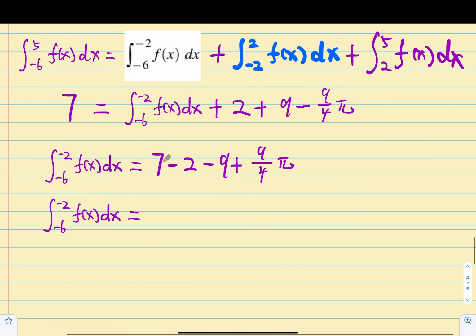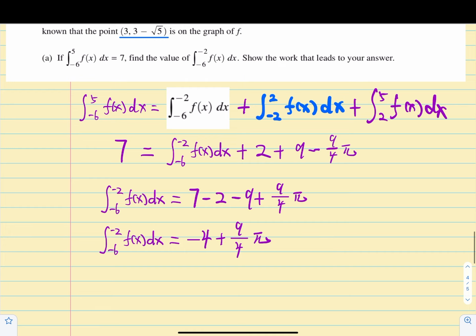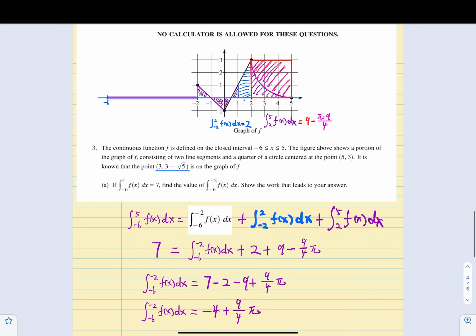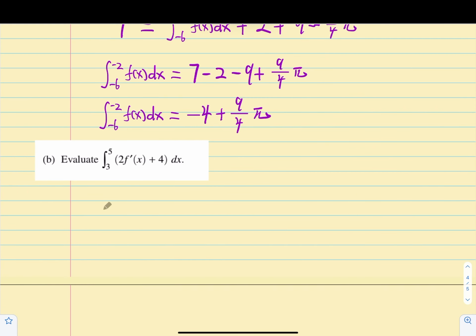So 7 minus 2 is 5. 5 minus 9 is negative 4. So negative 4 plus 9 over 4 pi. This is the answer. Okay, that's the first question. Here is question B.